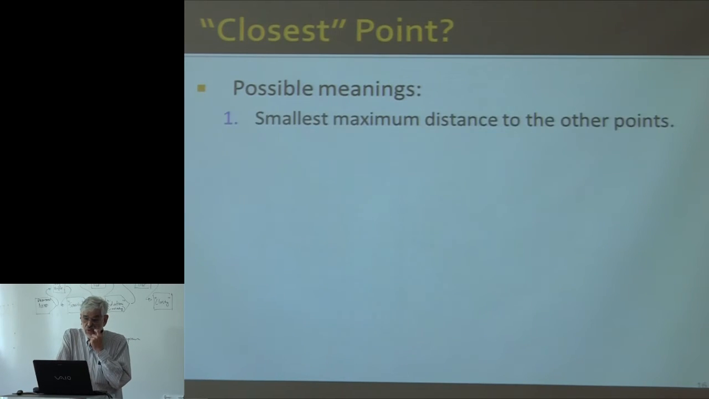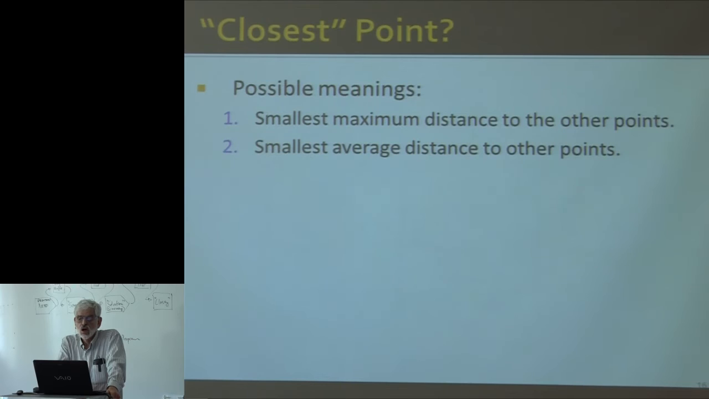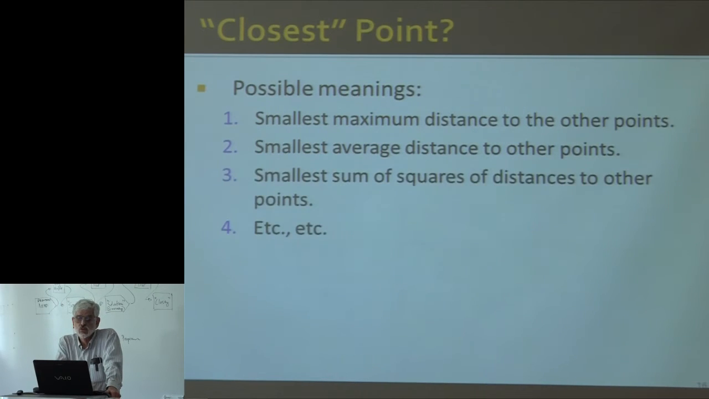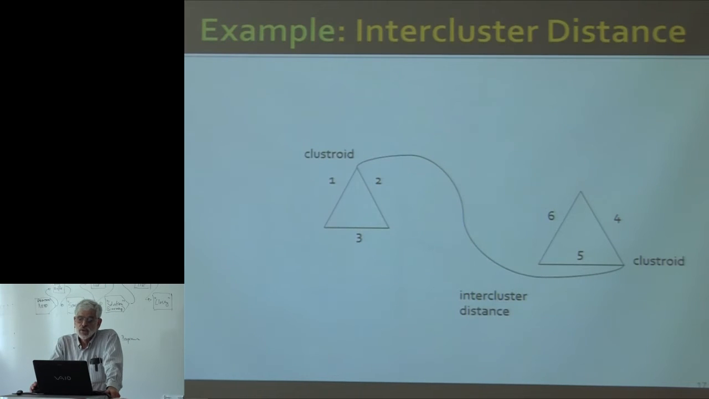So one way you could define closest point would be the minimum maximum distance, or minimum average distance to the other points, or minimum sum of squares of distances, and you can come up with any number of other definitions of what closest means.